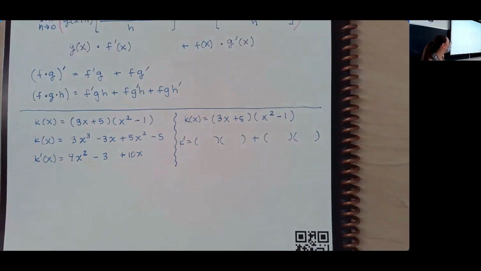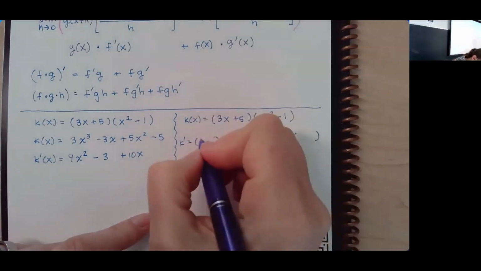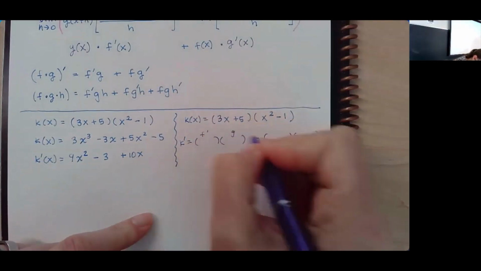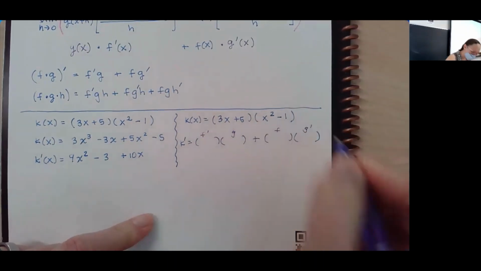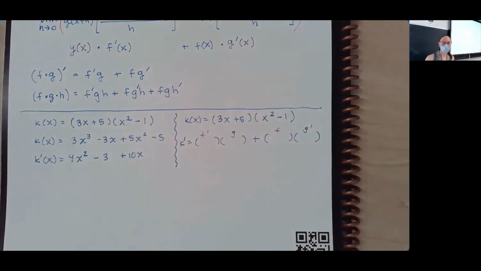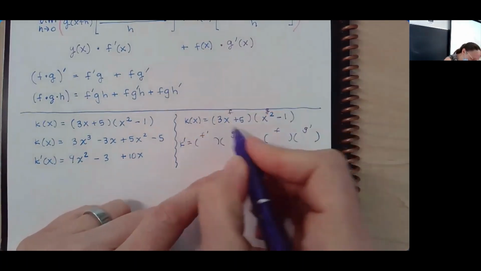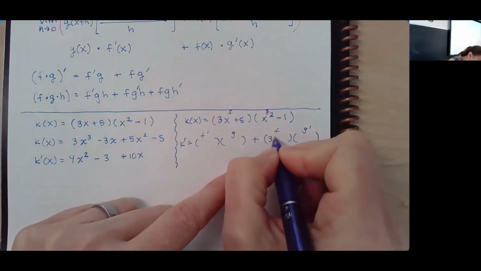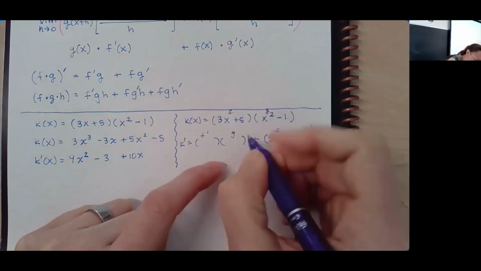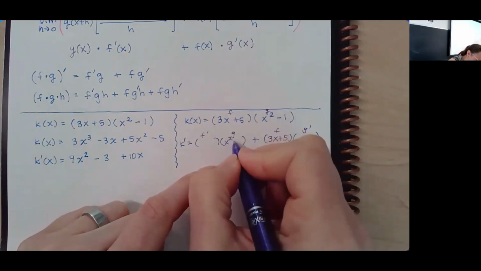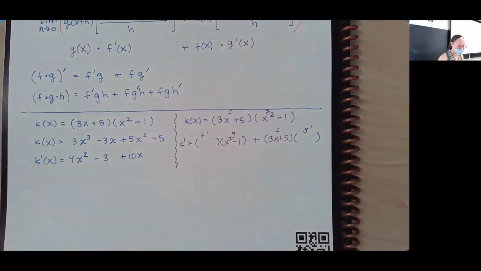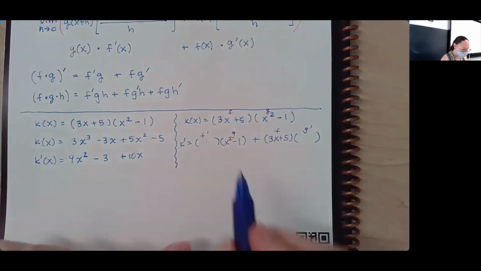And then in terms of the formula, I know I need f prime g and f g prime. So I'm going to put in the 2 pieces that don't require a derivative yet. So if that's f and that's g, I'm just going to go ahead and write my f as 3x plus 5, and I'm going to go ahead and write my g as x squared minus 1. Now I'm ready for the derivatives.